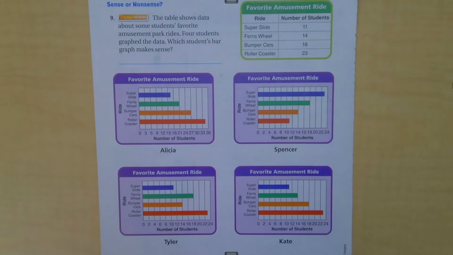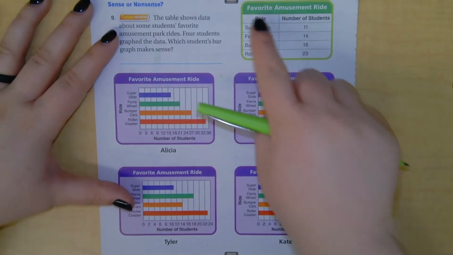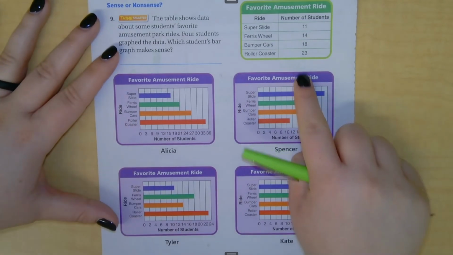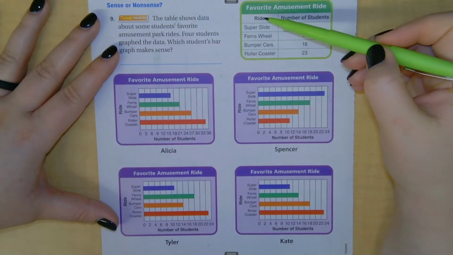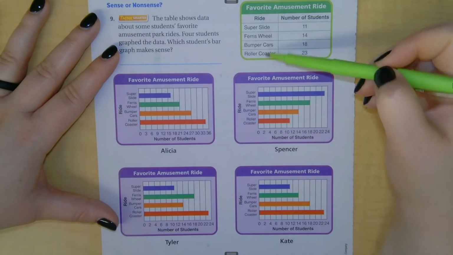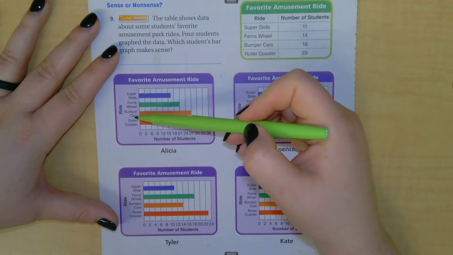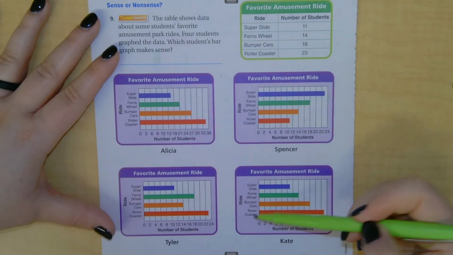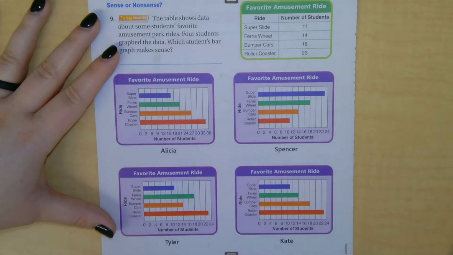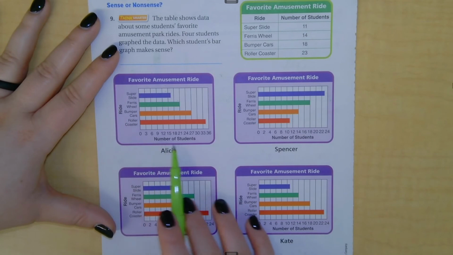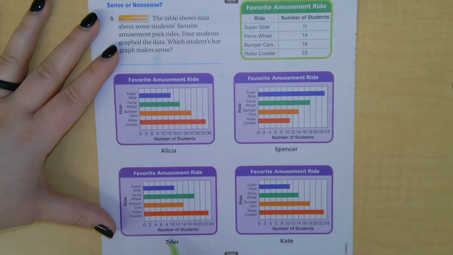So let's check. First thing, title. Favorite amusement ride. They all have the right title. Done. Categories. You have ride and you have super slide, Ferris wheel, bumper cars, roller coaster. Okay, those are all correct. Next, we have the number of students. Are they all labeled? Number of students, number of students, number of students, number of students.